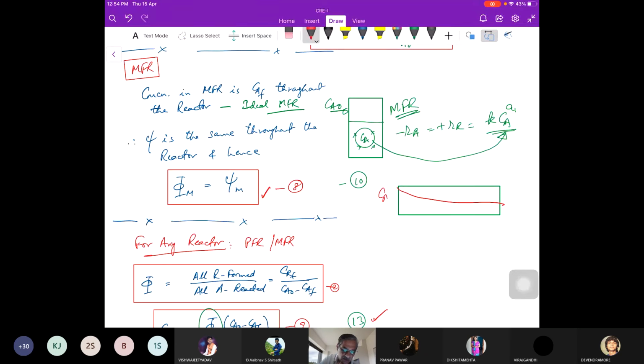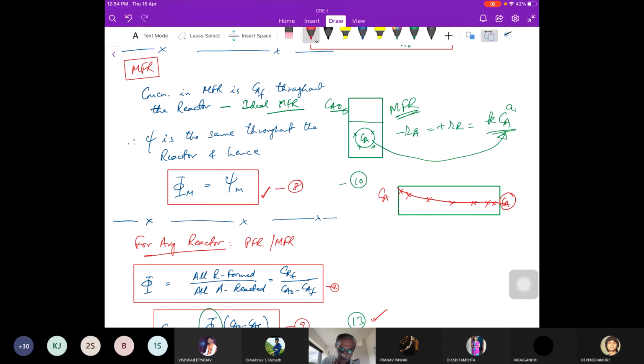That's the concentration profile in a plug flow reactor, right? Same applied, so the concentration is different at each point in the reactor, and that is why the rate of reaction is higher here than here. So more will form here and then gradually decrease. This is the value of CA, and this is the mixed flow reactor concentration.